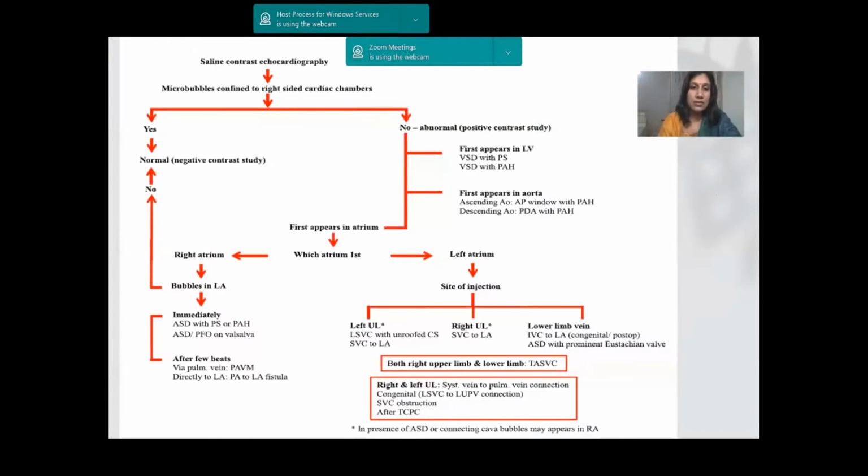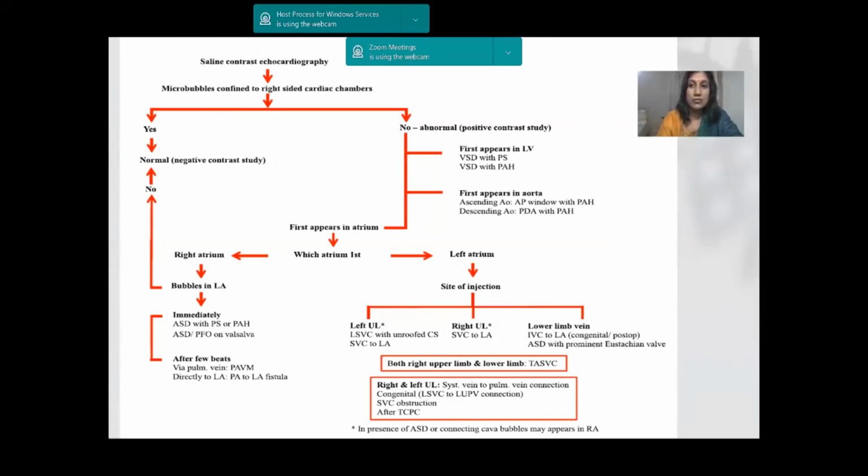This algorithm has been published by Dr. Saurabh in his review on agitated saline contrast in echocardiography, and it shows clearly how you can interpret a saline echocardiography by determining where the bubbles first appear. So if it first appears in the left ventricle, you have to suspect a VSD with pulmonary artery hypertension. If it first appears in the aorta, you have to suspect an AP window or PDA with pulmonary hypertension. If it appears in the atrium, you have to determine which atrium it appears in first.